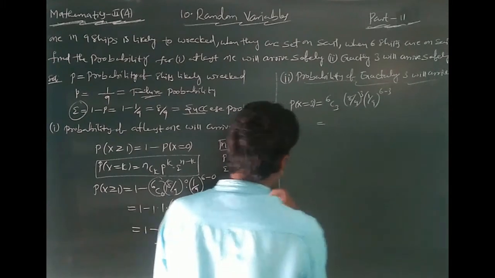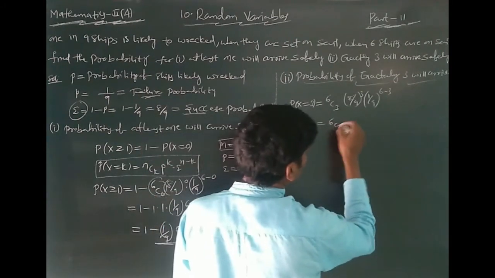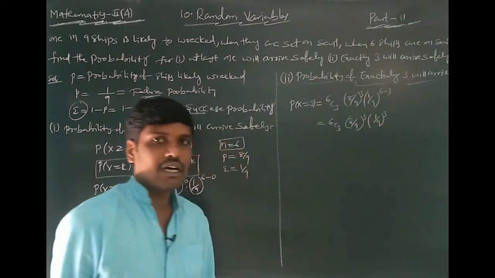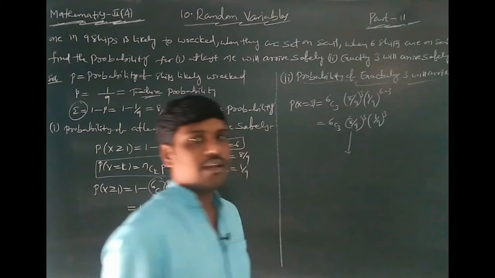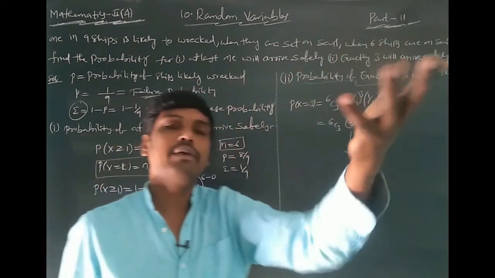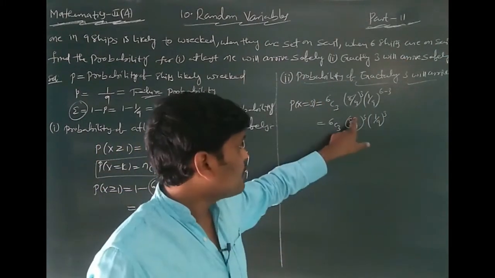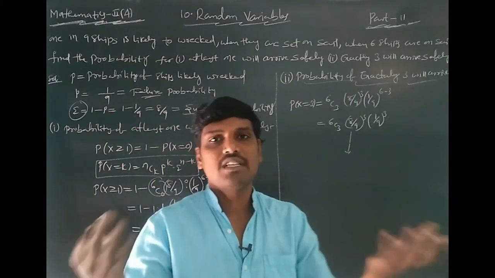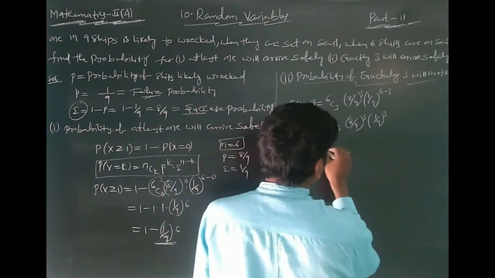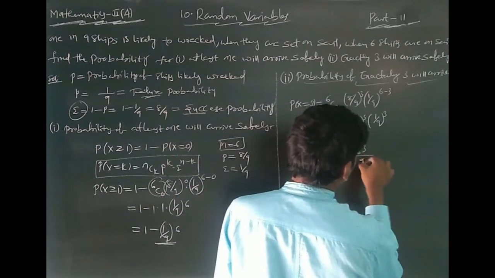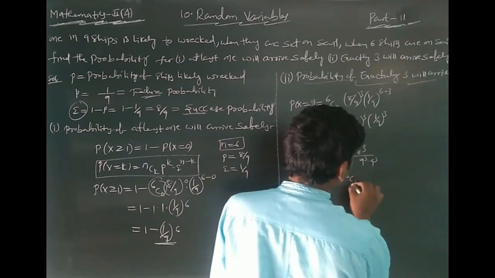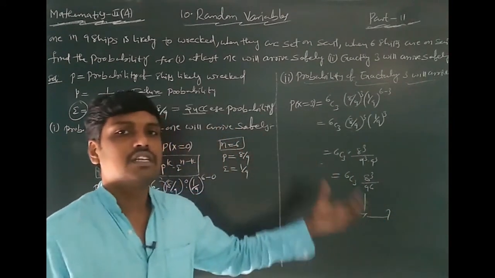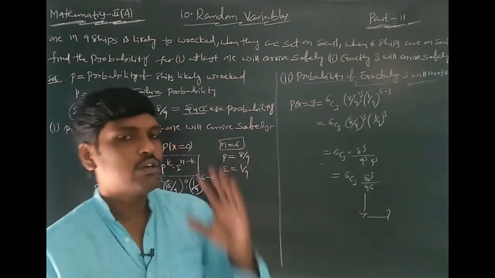You can write 6C3 into (8 by 9) whole power 3 into (1 by 9) whole power 3. This is the answer. Sometimes in the explanation, 6C3 using the binomial theorem nCr formula, 8 cube by 9 cube into 1 by 9 cube, that is also correct. That is, 6C3 into 8 cube by 9 power 6. This explanation you can do, that is your wish. Understood or not? In this way you can do this model problem.